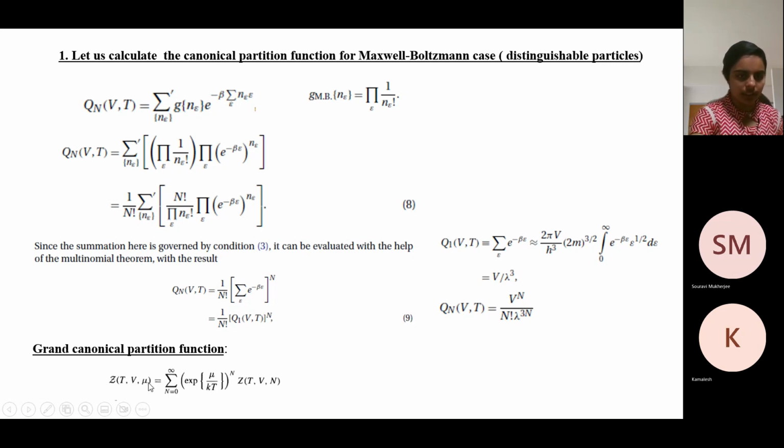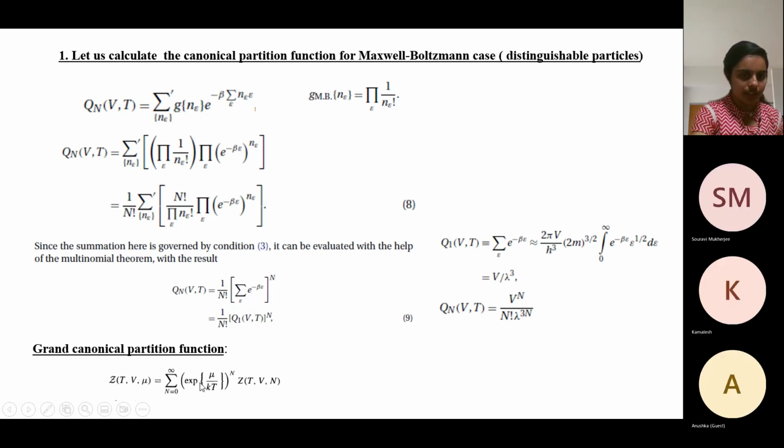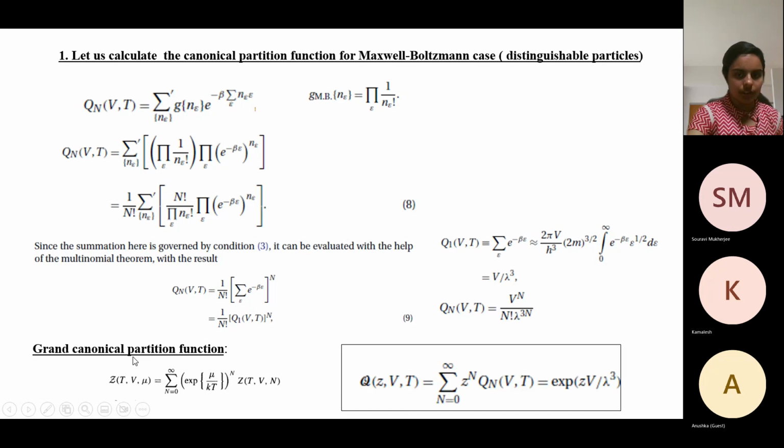So in that case, we know that this is the grand canonical partition function, and this is how it's related to the canonical partition function. This e to the power mu by kT is called fugacity, and if you include that, you would get the grand canonical partition function. So that's how you can write the grand canonical partition function for particles which satisfy the Maxwell-Boltzmann distribution, right?